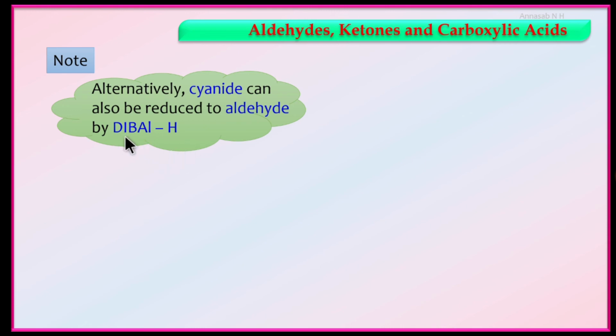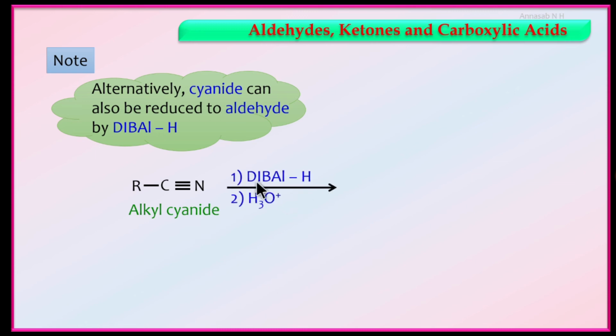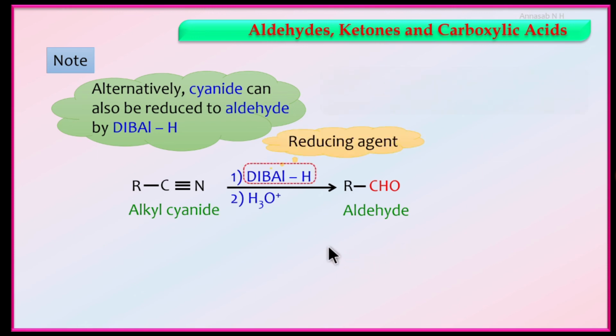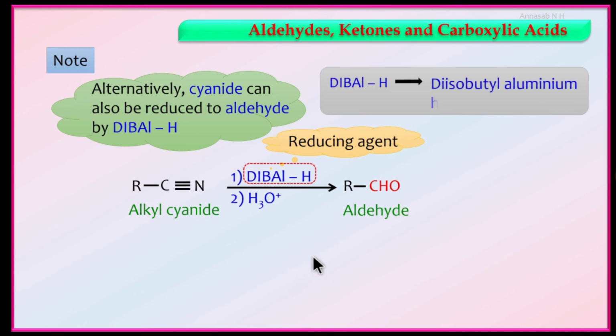It is diisobutyl aluminium hydride. We go to the reaction. Alkyl cyanides, which are treated with diisobutyl aluminium hydride followed by hydrolysis, lead to the formation of aldehyde. So this Dibal H is going to act as a reducing agent, and the expansion is diisobutyl aluminium hydride.